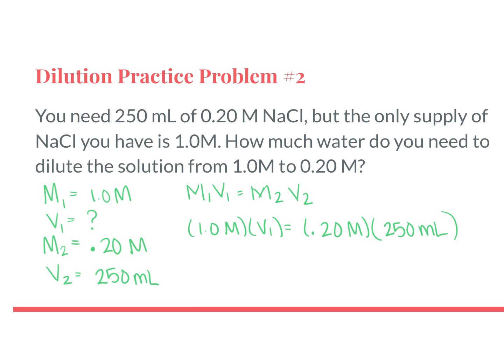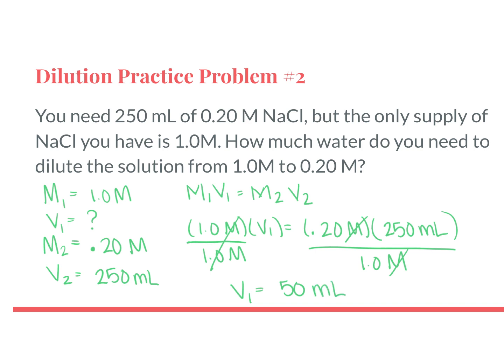Are you all with me so far to this point? Yes. Okay, and then algebraically, what do we do to get V1 by itself? Okay, so let's divide both sides by that 1.0 molar. Okay, what's 0.2 times 250? 50. What's 50 divided by 1? Still 50. And then notice the molars cancel. So what's your unit?